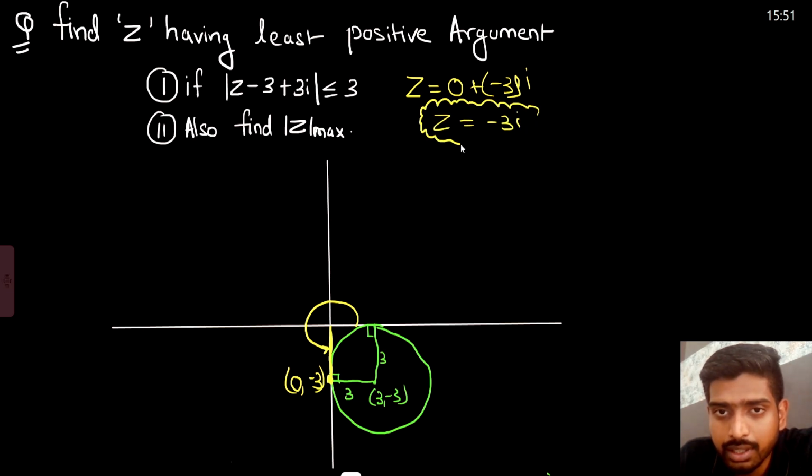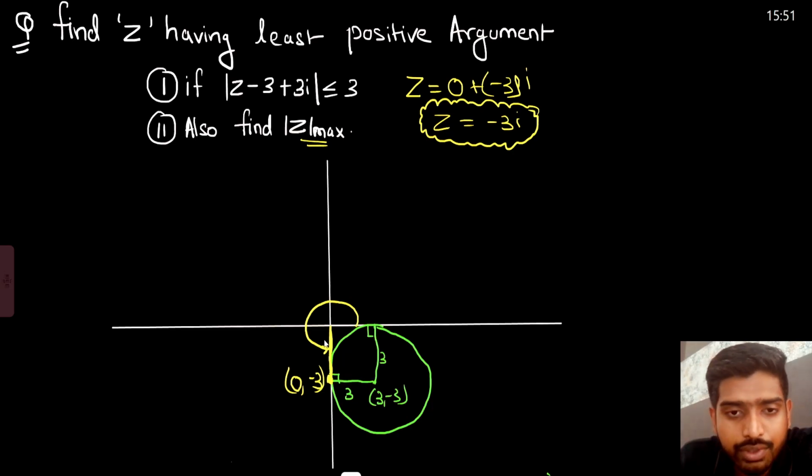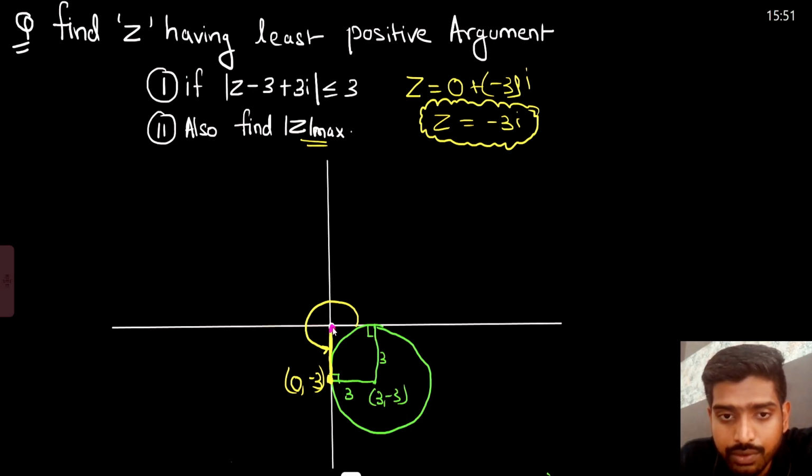This is a complex number which is lying on this circle as well as having the least positive argument. Now next, z max. Modulus of z max. Now, what is the meaning of modulus of z? Modulus of z means any complex number's distance from the origin. From the origin, which point has the maximum distance on this circle?